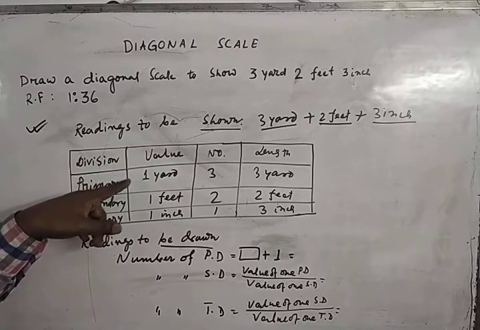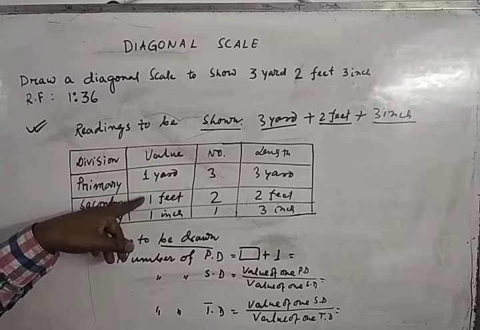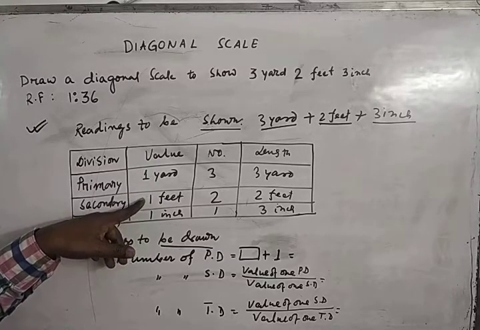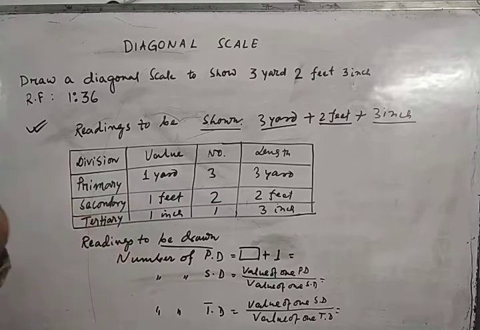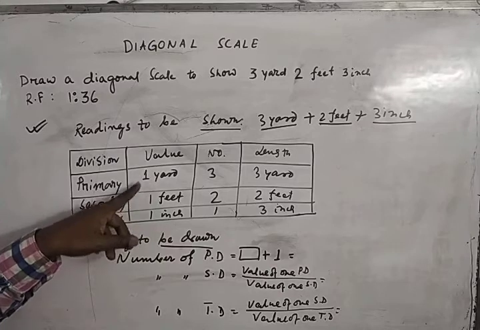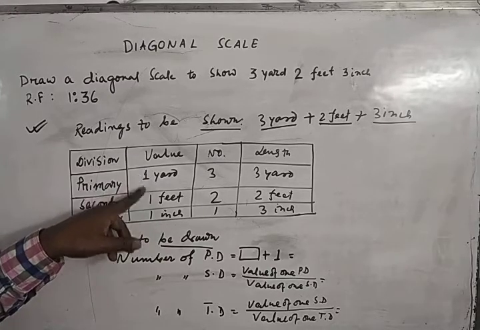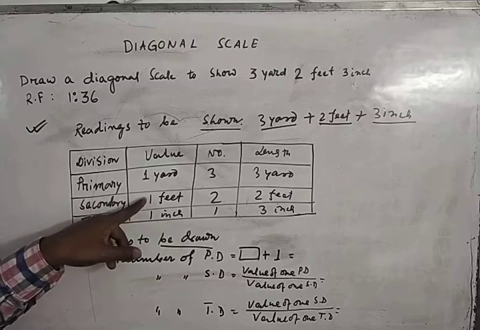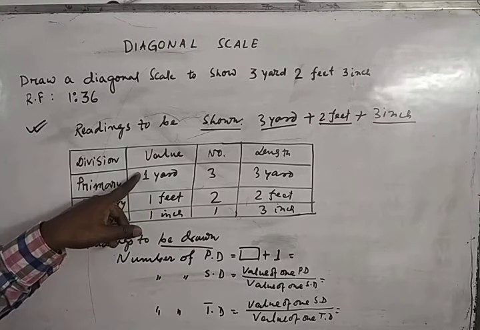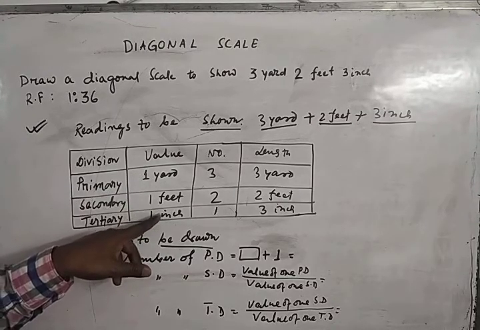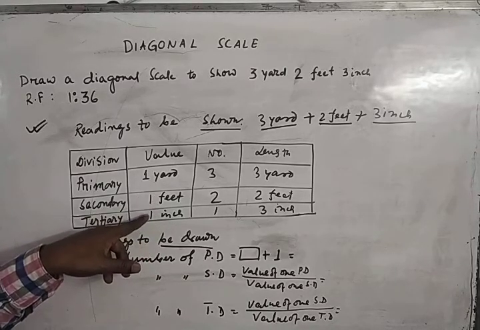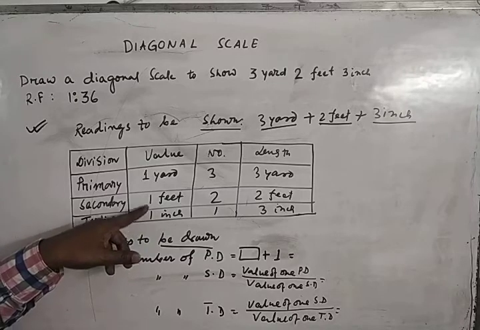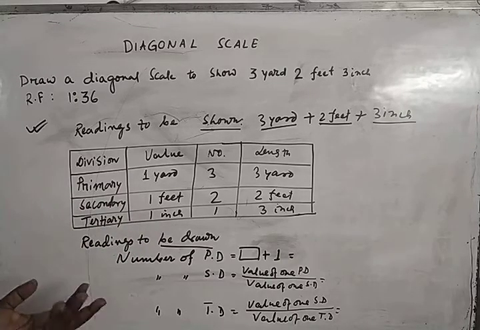That means primary to secondary, the value will be minimum half or less than that, and this is again half than the secondary divisions. Okay, in 1 yard there are 3 feet, so it is 1/3. That value of secondary division is 1/3 of the primary division, and here it is 1 feet, that means 12 inch, and that 1 inch is 1/12.